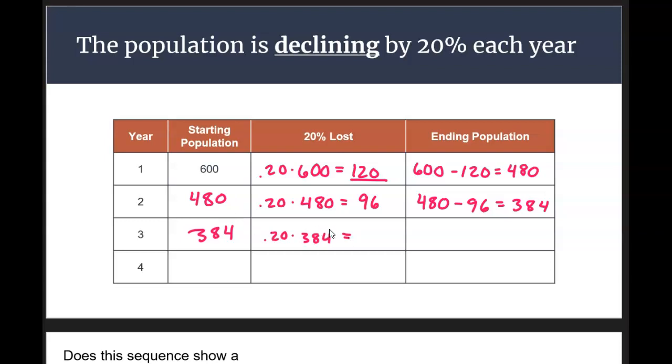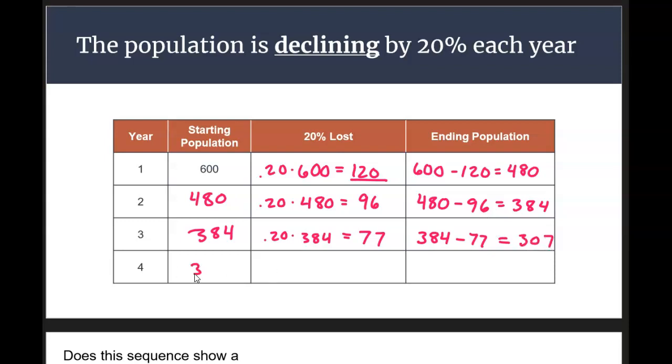We get 76.8. Now, I don't know what 0.8 prairie dog is, so I'm just going to round that to 77 because we're talking about whole prairie dogs here. So now to get the ending population, I take the beginning minus the number lost, and we get 384 minus 77 is 307.